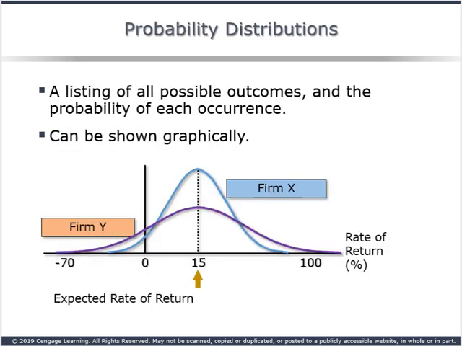So one thing that we want to understand is probability distributions. With any business decision or any investment, there are probabilities of whether we'll see a high return, a low return, an average return. And so what we do is we take all of these probabilities and we create what we refer to as the expected rate of return. The expected rate of return is a weighted average of the various possibilities.